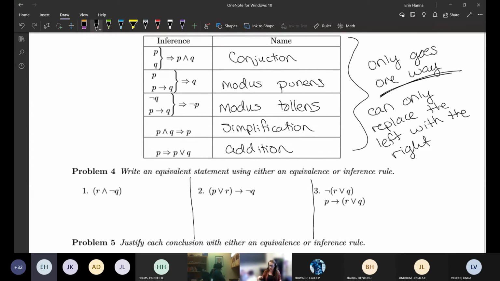So in this first one, R and not Q, there's a couple things I could get from this. One of them is, if I use an inference rule, the simplification, I could just get R. So I could get R by simplification. Now I do want to be super clear. Technically, when doing proofs, we need to do every single little step. So if I wanted to use simplification to get not Q, I would have to use commutativity first to switch them around. So technically I can't get not Q without that extra step, so I'm not going to write it down. The only other one I want to write down is something that I could get by De Morgan's.